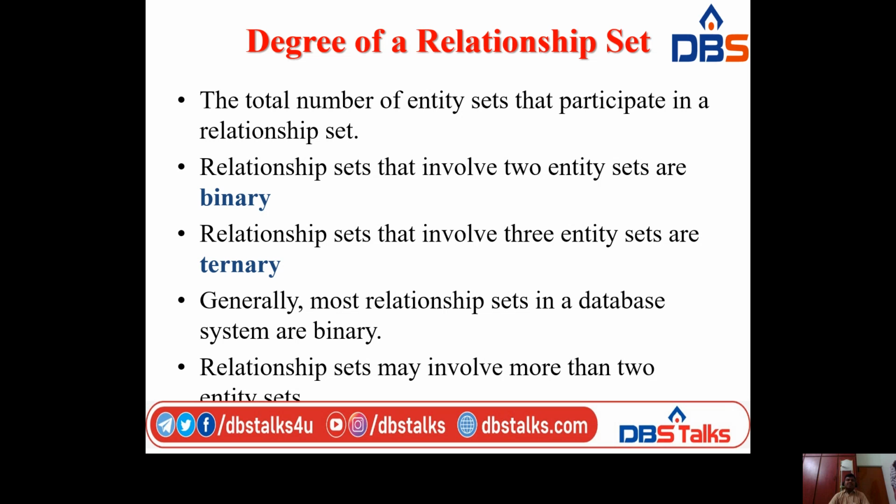Now the relationship sets that involve three entity sets are called ternary. Already in the C programming language we have the ternary operator that contains three statements, more than two statements. If the relationship involves three different sets, that is called ternary. Generally, most relationship sets in a database system are binary. Maximum we are manipulating or involving binary relationships only. A relationship set may involve more than two entity sets.